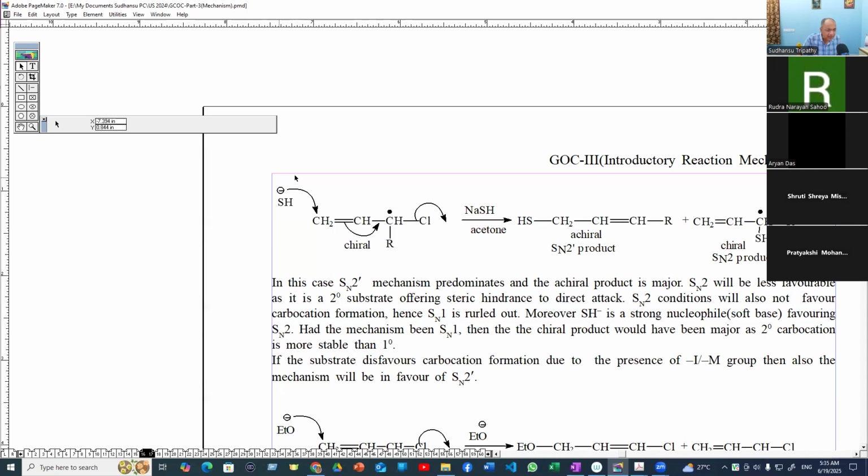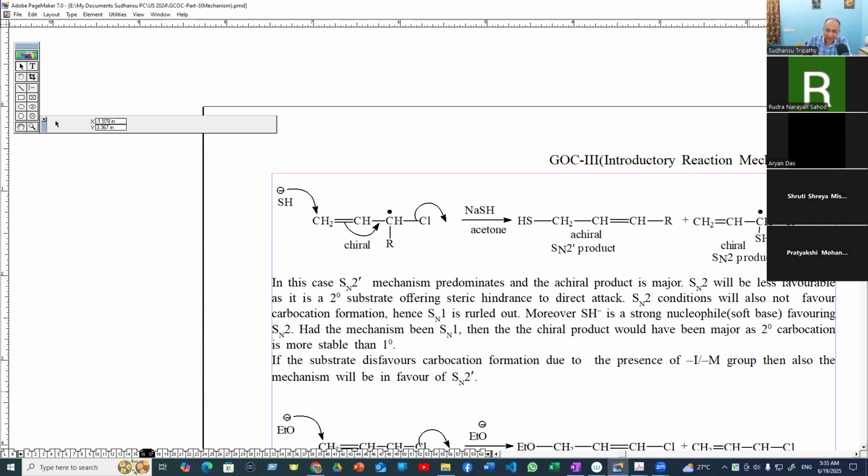So since this has a greater nucleophilic power, although a weak base, it is a weak base but a strong nucleophile, being a softer base, it will attack in one step. There will be one chiral product and one achiral product.